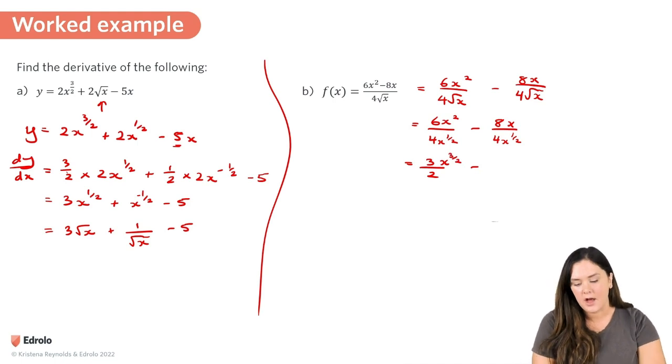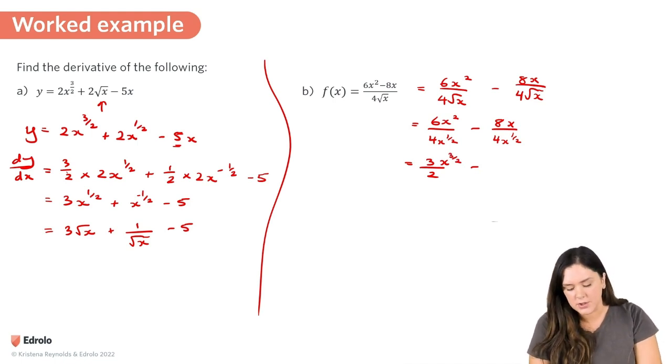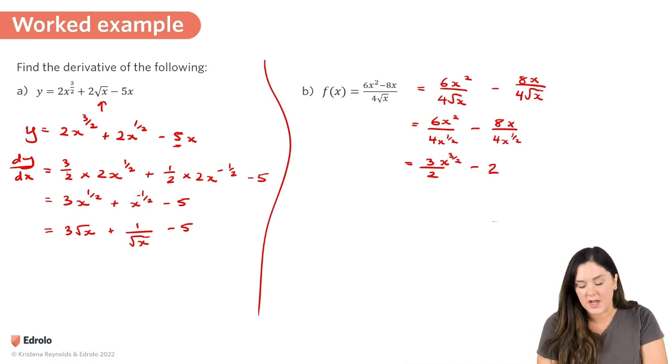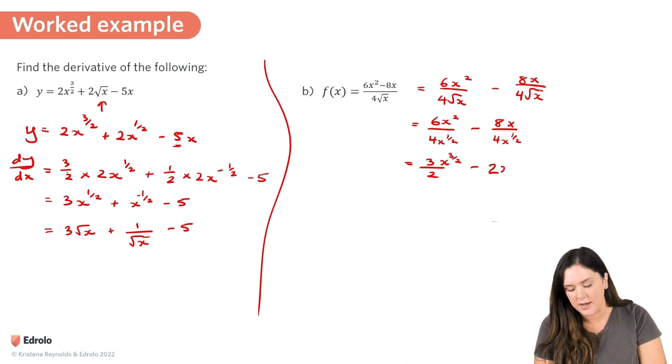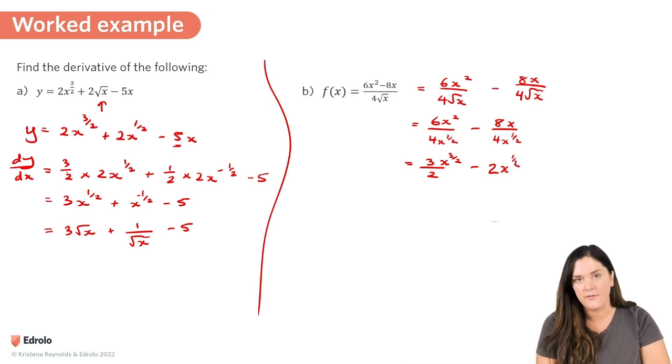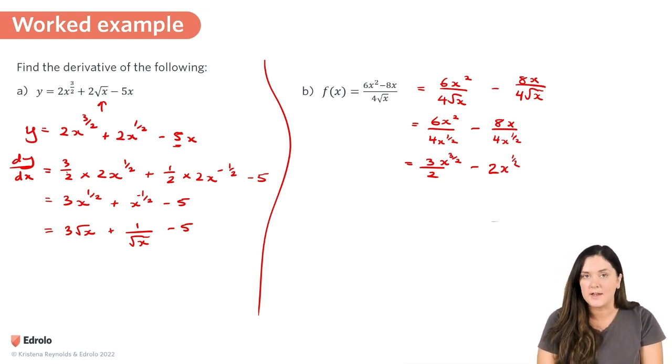For the next term there, I've got 8 divided by 4, which is 2. So I've got x to the power of 1 divided by x to the power of a half. So I've got 1 take away a half, leaving me with just a half. So I write 2x to the power of a half. So now I've got it into something, again, a little bit more workable, so I can differentiate from here.